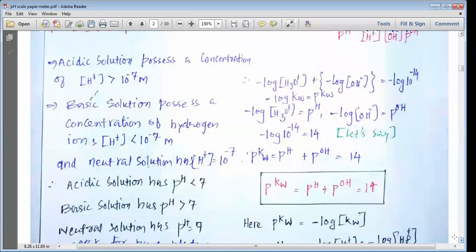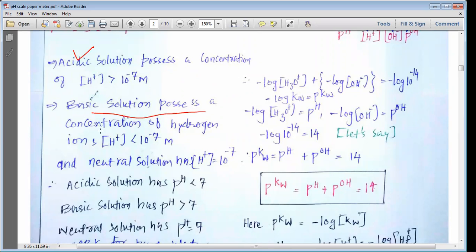Okay, then whatever we have studied, let us read it from the text, my dear students. An acidic solution possesses a concentration of H plus more than 10 to the power minus 7 mole per liter. That means it may be 10 to the power minus 6, 10 to the power minus 5, 10 to the power minus 4. These are the values I am talking about. So when the concentration of H plus ion is greater than 10 to the power minus 7 mole per liter, we can say it is an acidic solution.